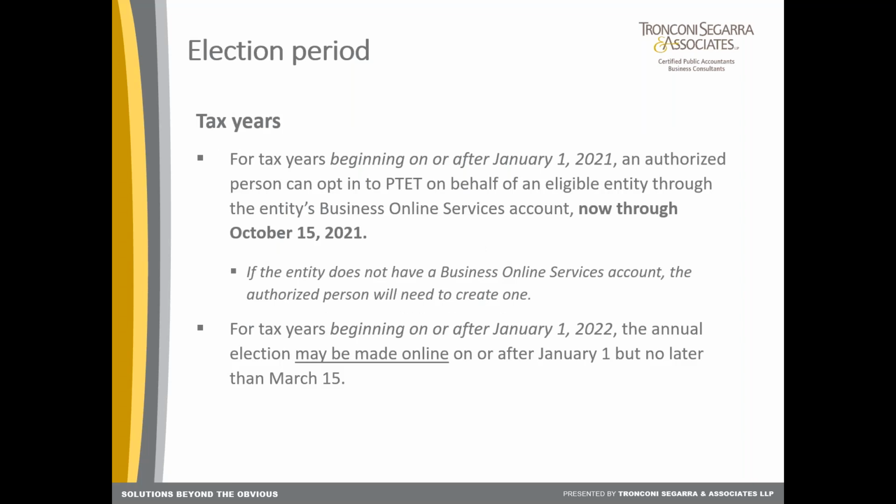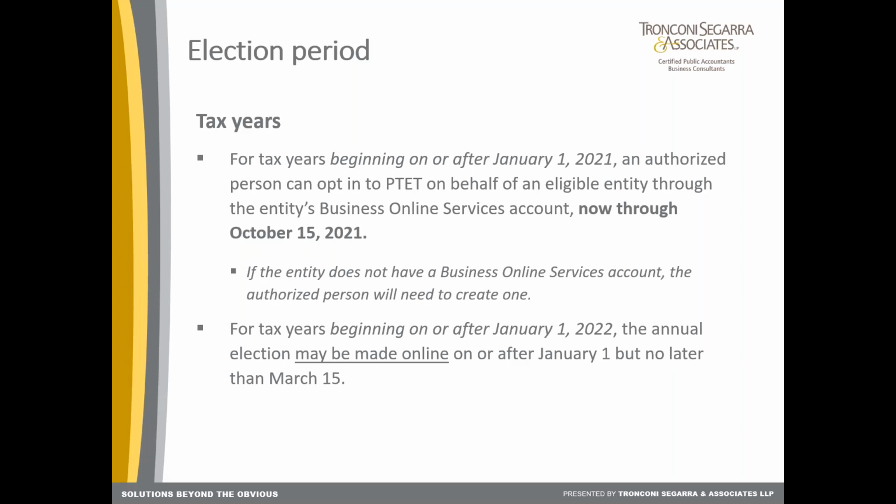So for the election period, now this is the first year, so we've got different dates. We're going to make sure to highlight the 2 different dates. For our tax years beginning on or after January 1st, 2021, the business can opt in now through October 15th, 2021. So we are not far away from the opt-in for 2021. If there's anyone who's considering this, it's definitely a conversation we should be having. Oh, for sure.